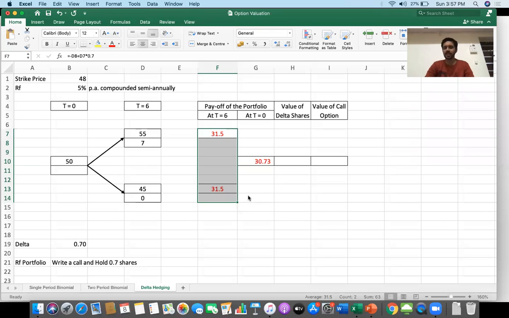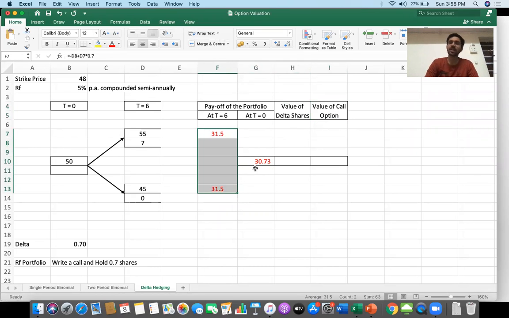Now coming to the last step. If a portfolio consists of two stocks A and B, the value of stock A plus the value of stock B is going to be equal to the value of the portfolio. The value of a portfolio is nothing but the summation of the values of its components, correct? Now the components of the portfolio here include delta shares, which I've bought, and a call option, which I have written, okay?